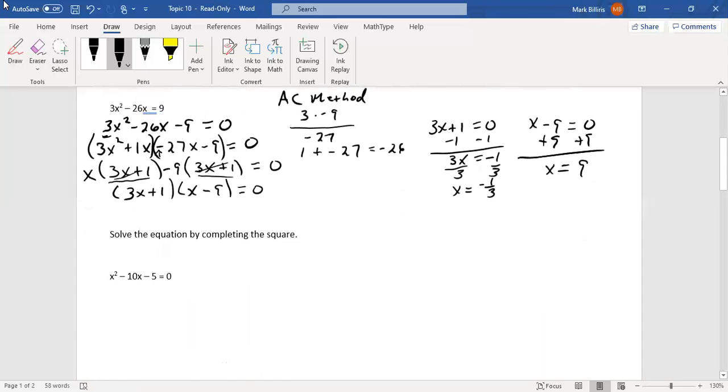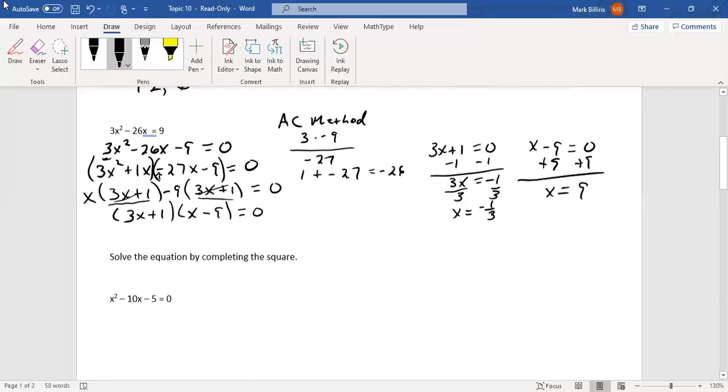Okay, the next concept is brand new. We're going to go through a process called completing the square. And for this class, our leading coefficient is going to be a 1. So we're only going to deal with our leading coefficient being 1. So we'll deal with 1x squared minus 10x minus 5.